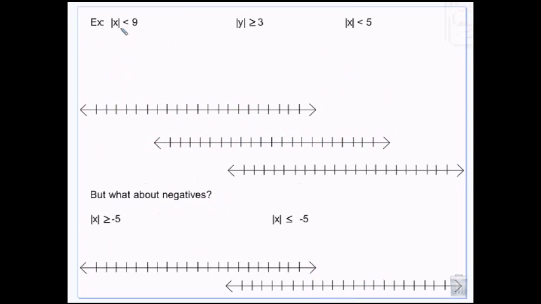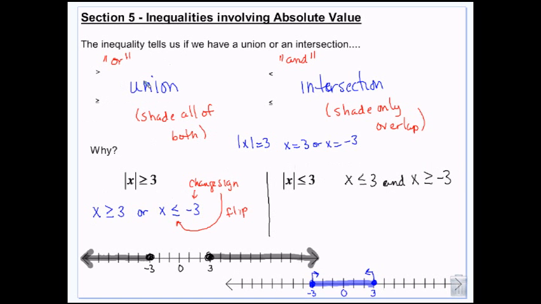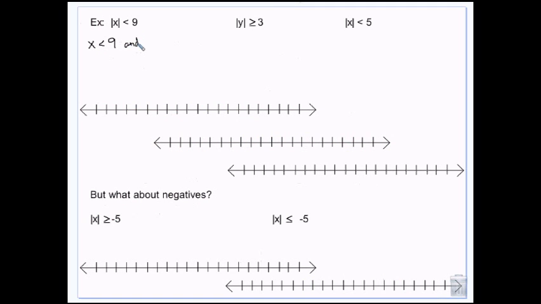Again, I have less than 9. That's going to give me x is less than 9. Remember, a less than is and x is greater than negative 9. So if this is 0, this is 9, and this is negative 9, I have open circles, less than 9, greater than negative 9, so I'm shading in between the two.